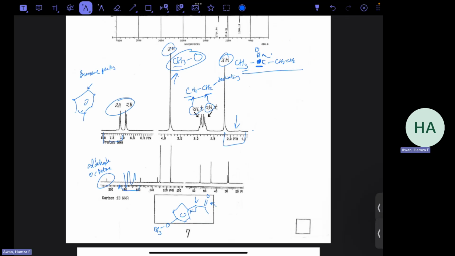Any questions on this question, on the spectroscopy? Any things that you guys might want to say? And I guess that's it for the exam review. Yeah, you have a question?